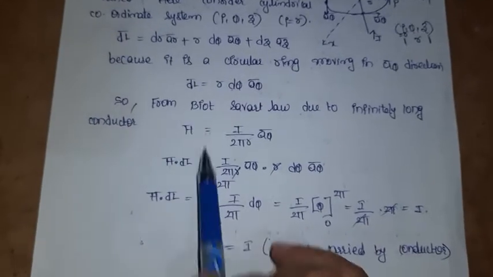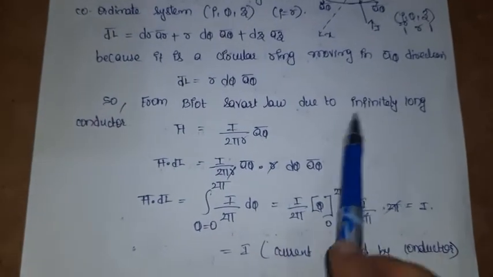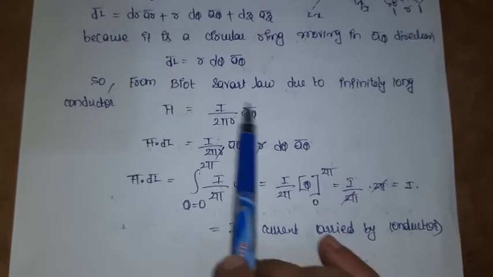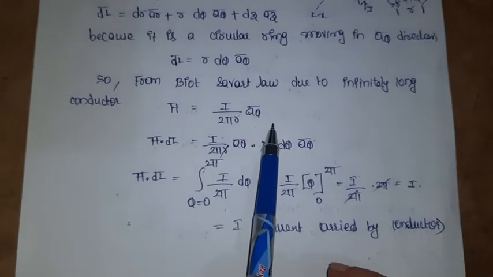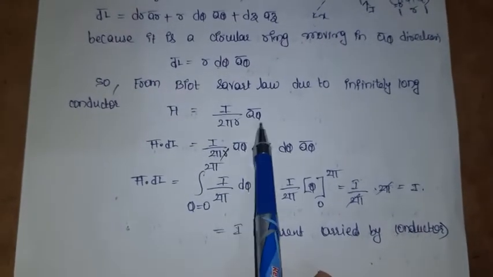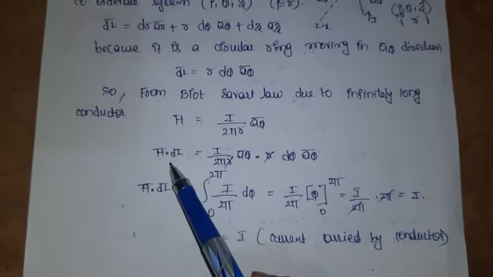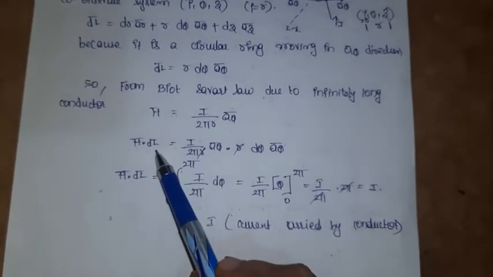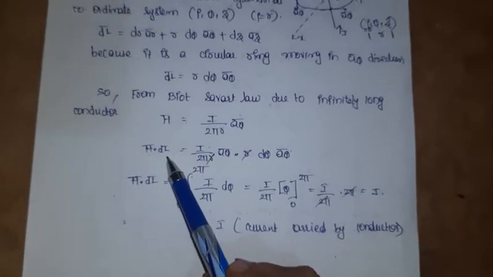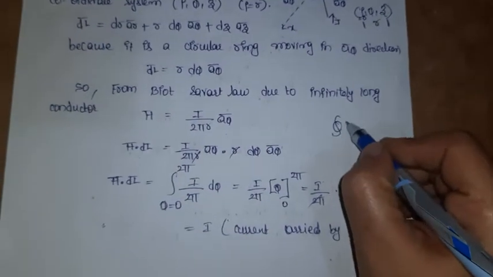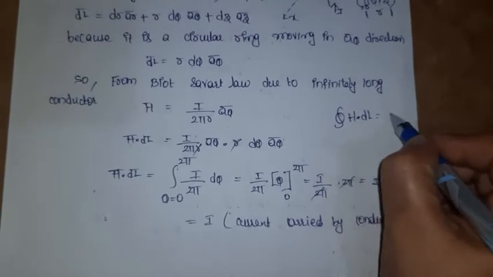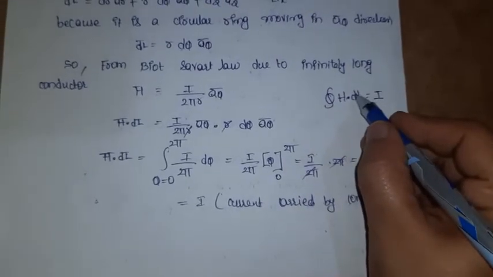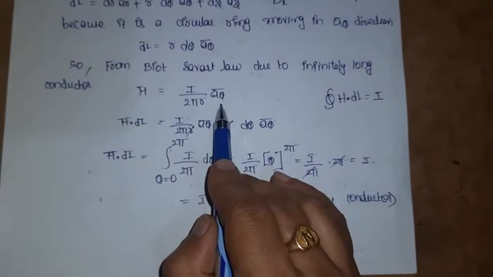From Biot-Savart's law, due to an infinitely long conductor, we have H equal to I by 2 pi r a phi. We already derived this in the last sessions. So what do we have to do? We need H dot dl. What is Ampere circuit law? Closed integral H dot dl should be equal to I. So first we have to calculate H dot dl. H is nothing but I by 2 pi r a phi.